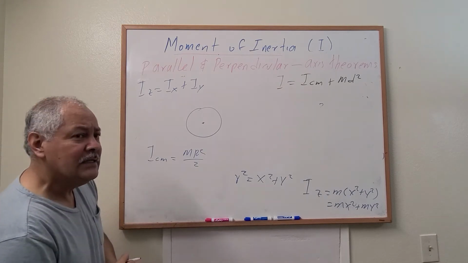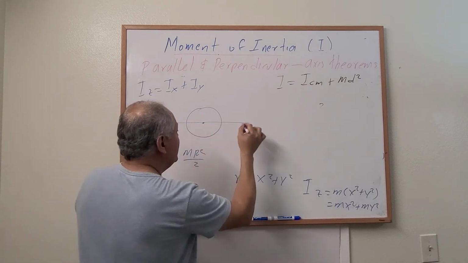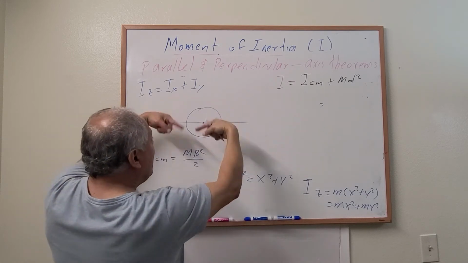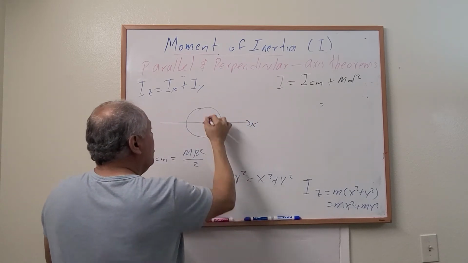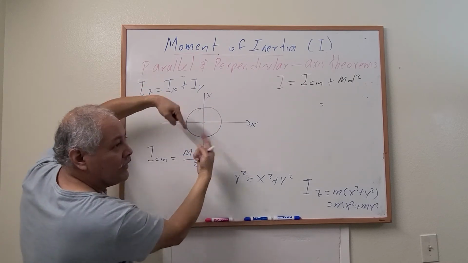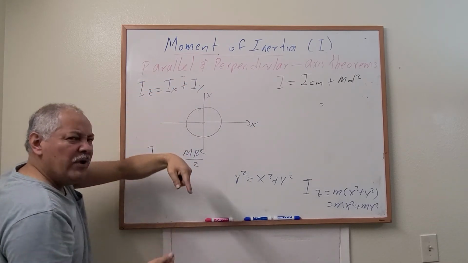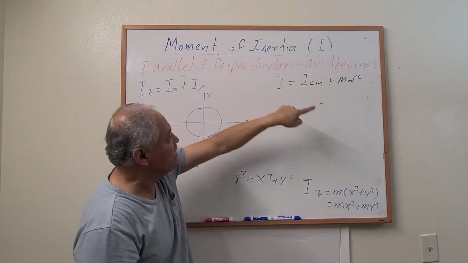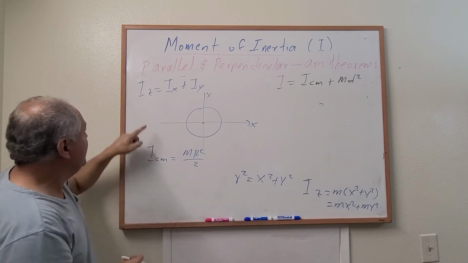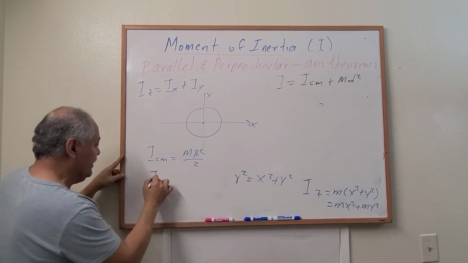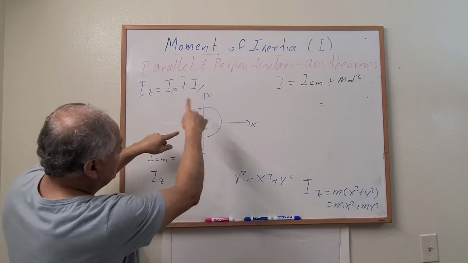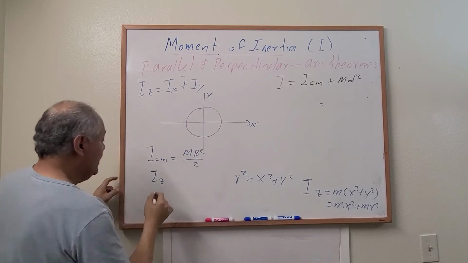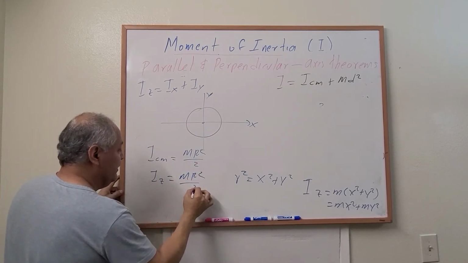What if we want to know the moment of inertia of this disk in this way? Let's call this x, or in this way, y. How can we calculate that moment of inertia? Well, we can use the perpendicular axis theorem. This moment of inertia is through z, and this is the plane xy. So through z it is m r squared divided by 2.